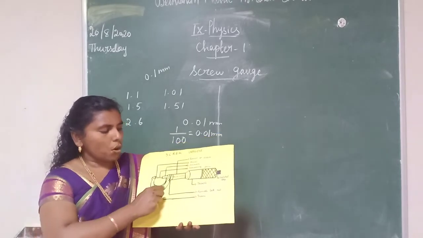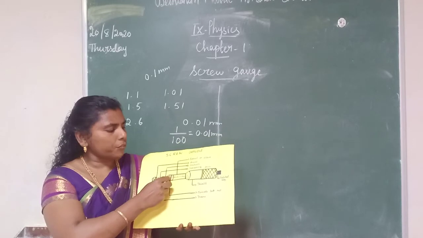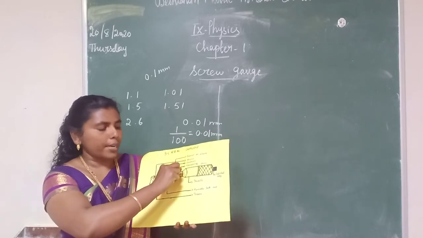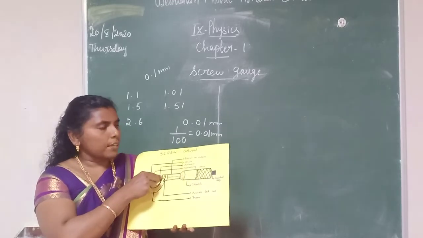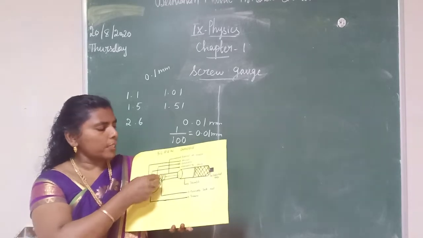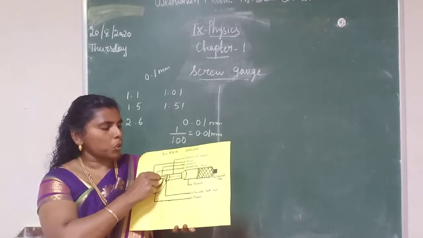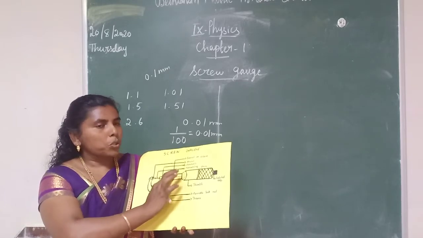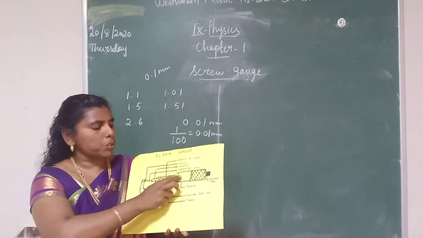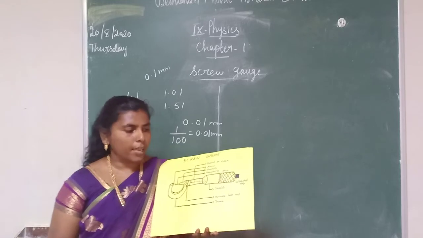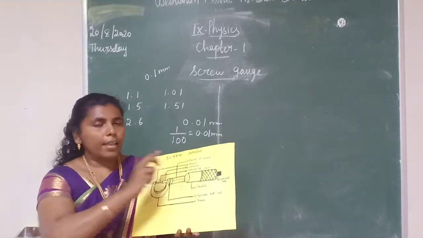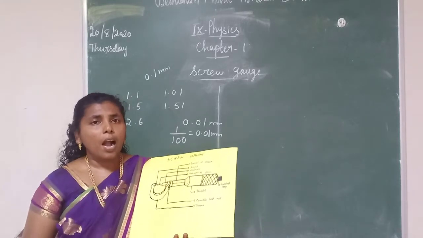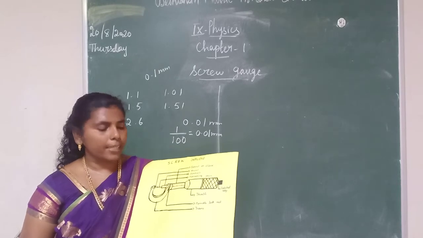So it consists of a U-shaped frame. At the end of the frame, a hollow cylinder is attached. Inside the cylinder, grooves are added so that the tip of the screw will move inside and come out. Here we have used two scales. What are the two scales? Pitch scale and head scale. How many divisions are there on the head scale? 100 divisions.